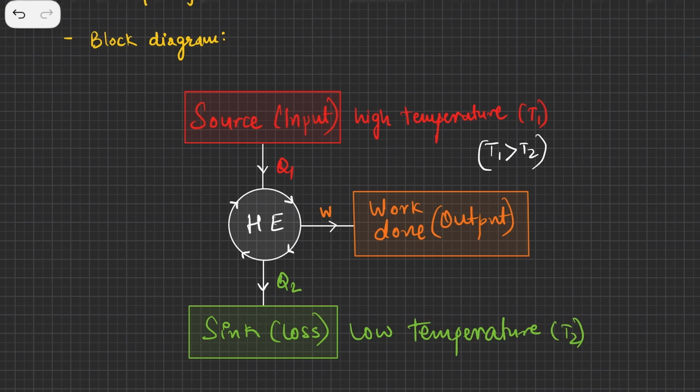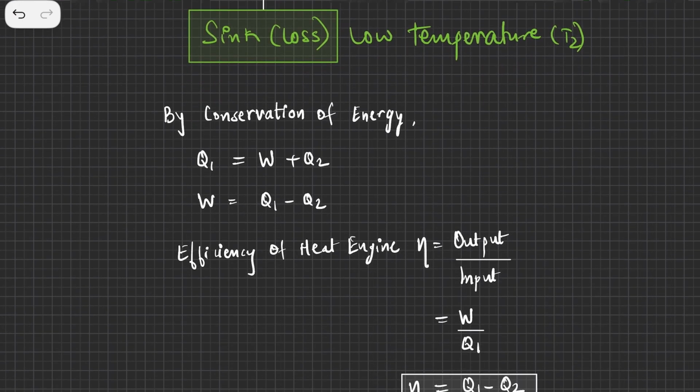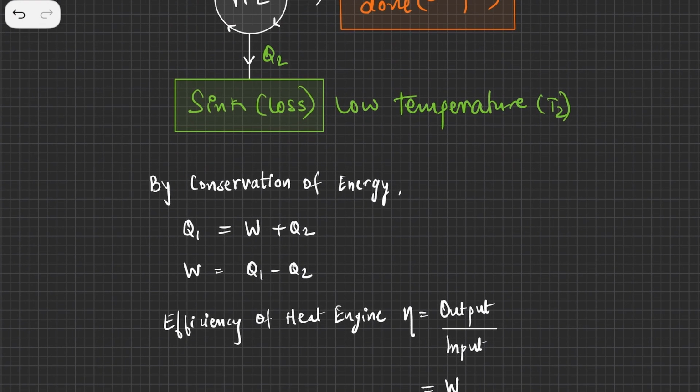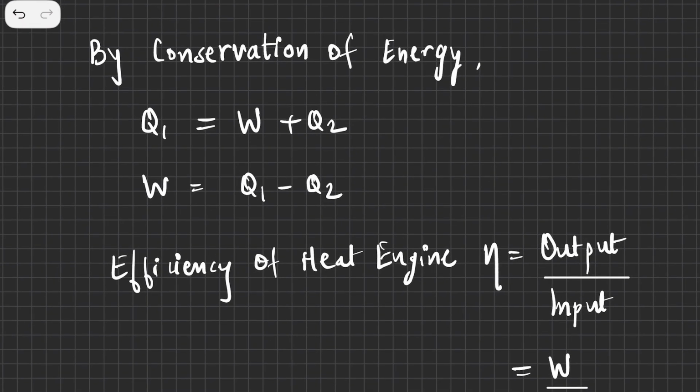Now we are applying the conservation of energy, and conservation of energy says that if you supply heat energy Q1, then it is going to be converted to work done and the amount of heat energy which is lost.